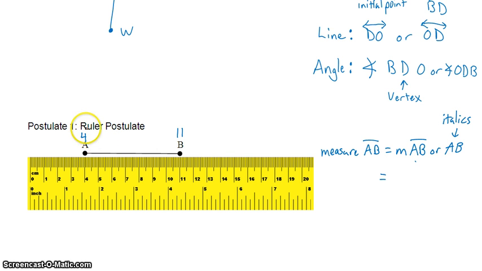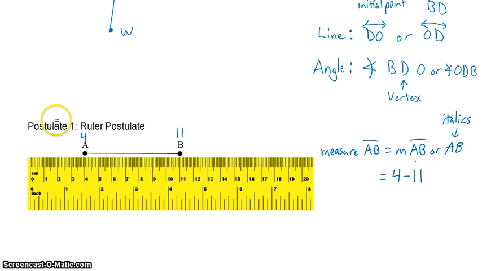To find that measure, we need to use these two numbers. How do we find length between two numbers? How do we find distance between two numbers? Similar to the slope formula, we're going to subtract those two numbers. 4 minus 11. Now many of you are saying, why did I take 4 minus 11?